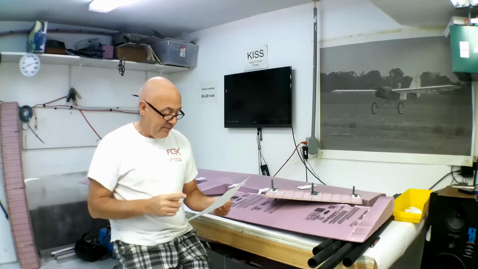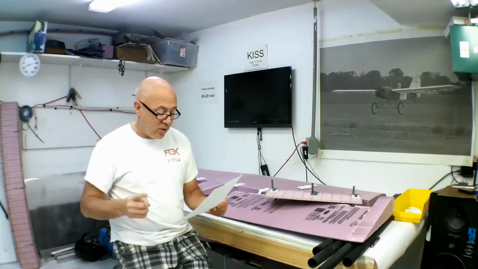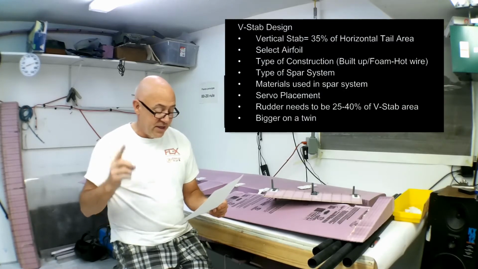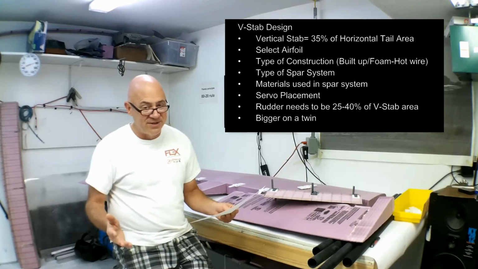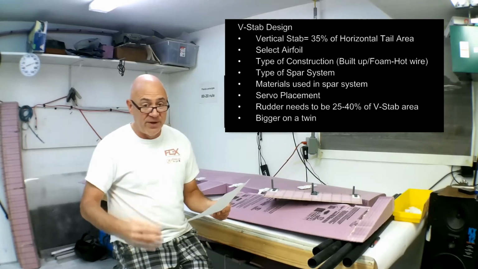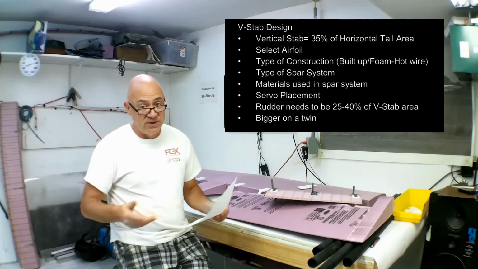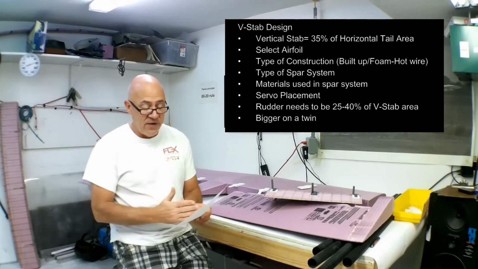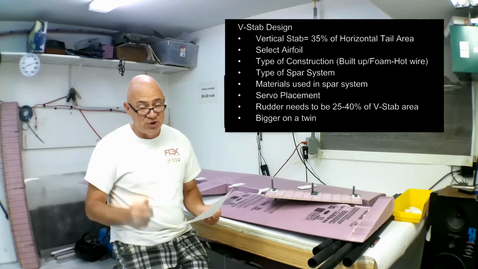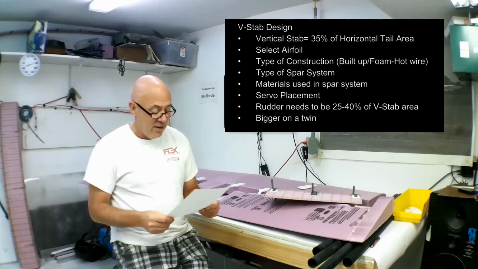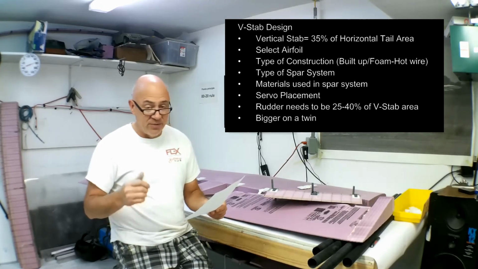Vertical stab design. Vertical stab is 30% of the horizontal tail area. Select an airfoil. It's going to be fully symmetrical, okay? It might be a thick one depending on how tall it's got to be for strength. That's another thing you need to think about. On your horizontal stab and your vertical stab, the thicker the airfoil, the more drag, but the stronger it is, okay? Type of construction, built up or foam.